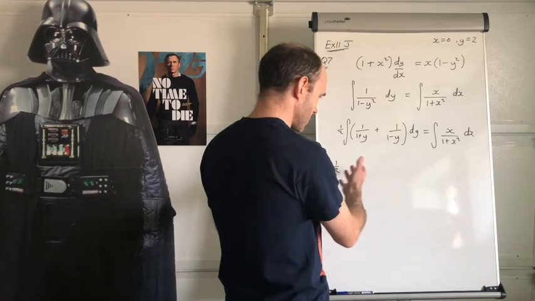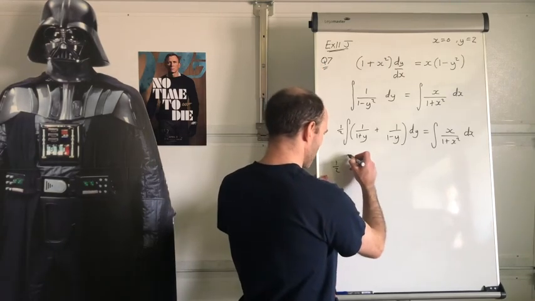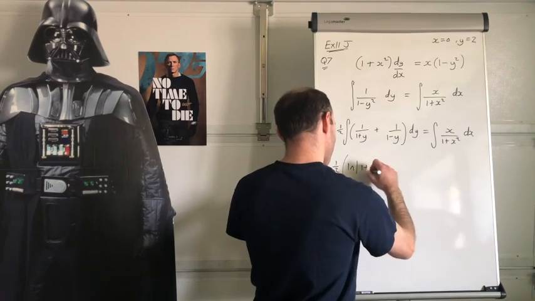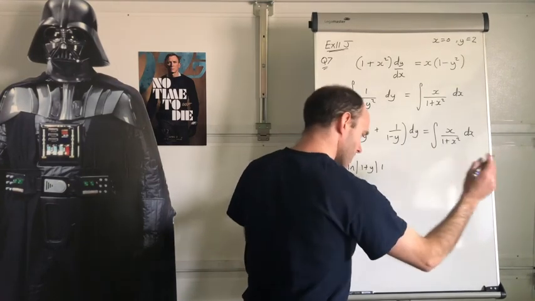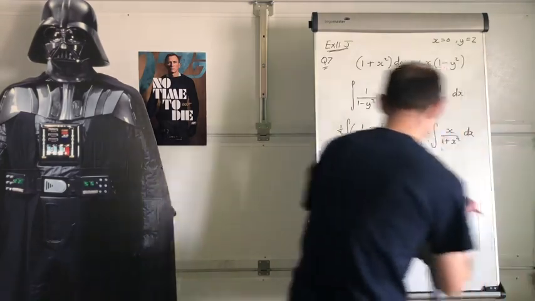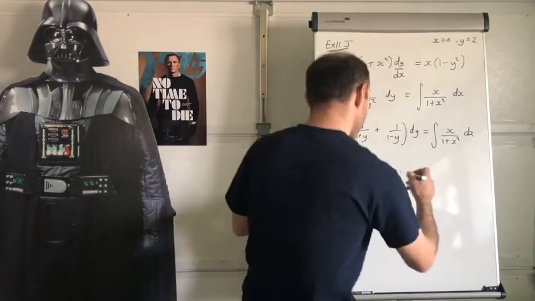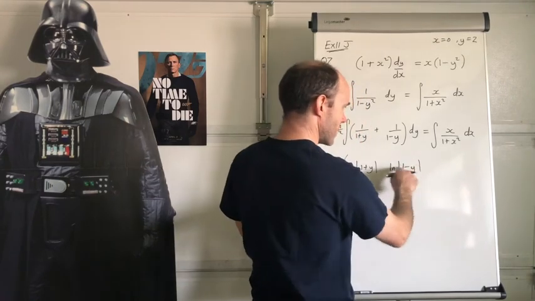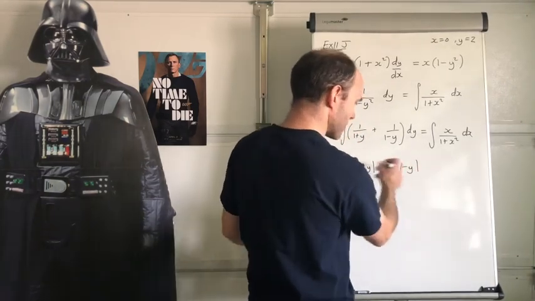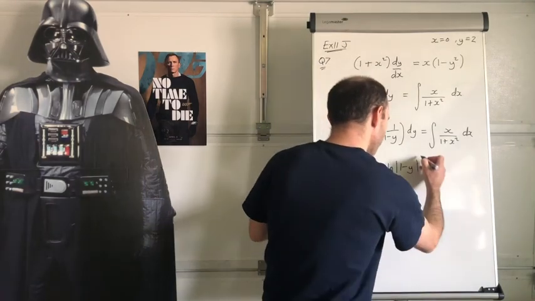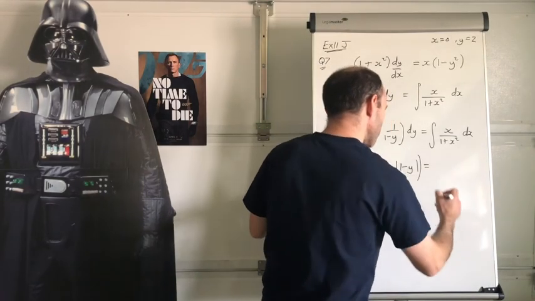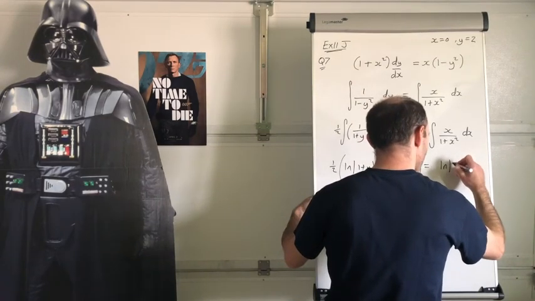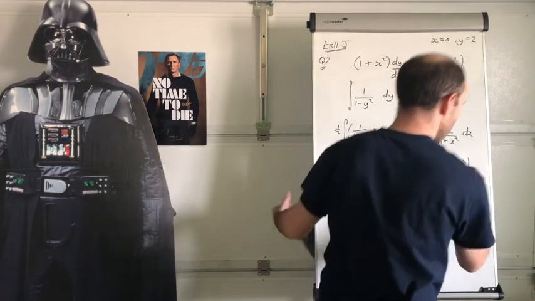I may as well just keep everything in the bracket like that. Okay, natural log 1 plus y plus... no, it's not. Because we'll have natural log of 1 minus y, but differentiate the negative y and we get negative 1, so it's going to be subtract natural log 1 minus y, isn't it? And then close the bracket is equal to this here, so that's going to be natural log of 1 plus x squared.